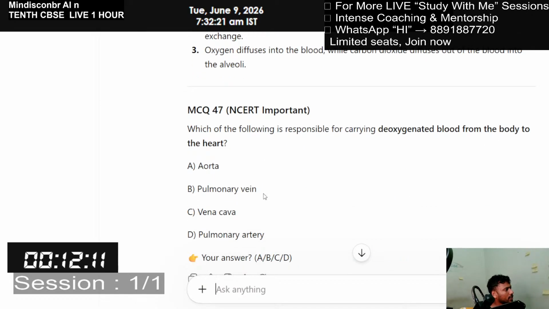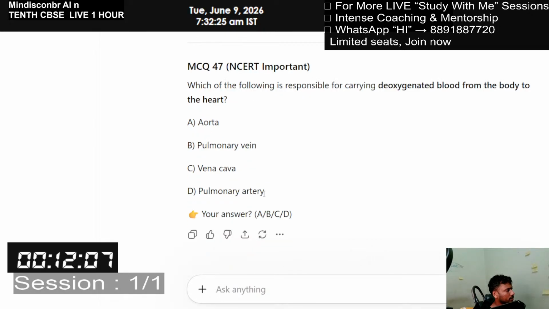Which of the following is responsible for carrying deoxygenated blood from the body to the heart? Deoxygenated blood moves from pulmonary artery to heart. No, vena cava.